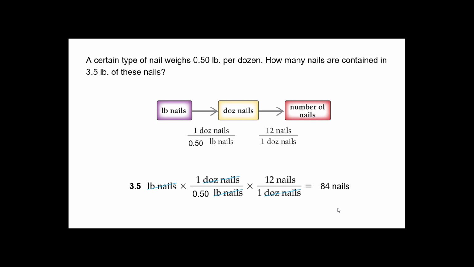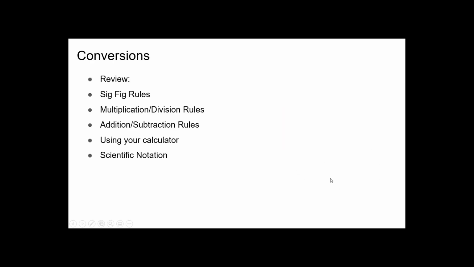So we start out with 3.5 pounds because we want to get rid of pounds. Pounds is not something that we know. We want to know the number of nails. So we set it up with 1 dozen nails over half a pound. And then we have 1 dozen, and that's under 12 nails. And we set this up right. The units all cancel that we don't want. It ends up with the units that we do want. And this is 84 nails.